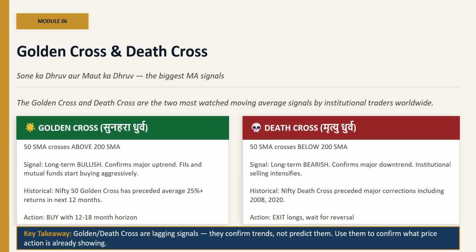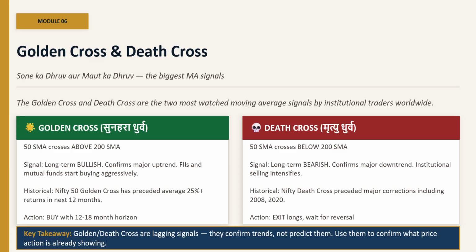Death cross: the 50-day SMA crosses below the 200-day SMA. This confirms a long-term bearish trend. Institutional selling intensifies. The death cross preceded the major corrections in 2008, 2011, and the COVID crash in 2020.